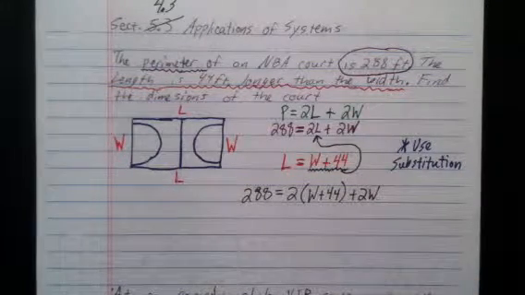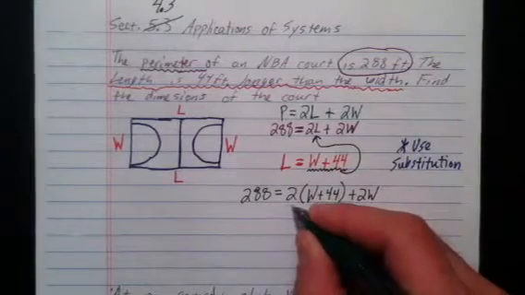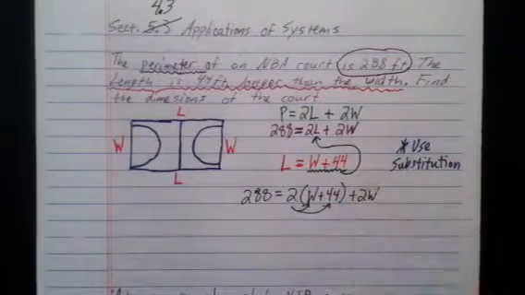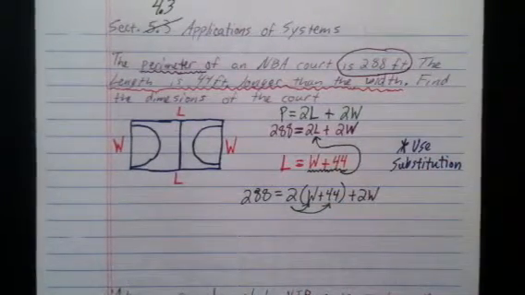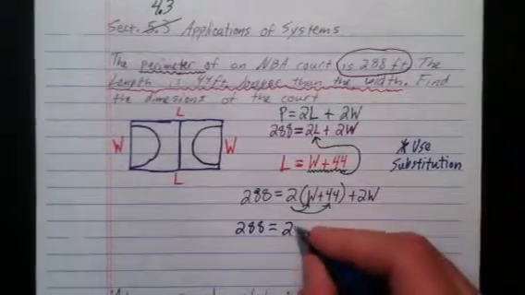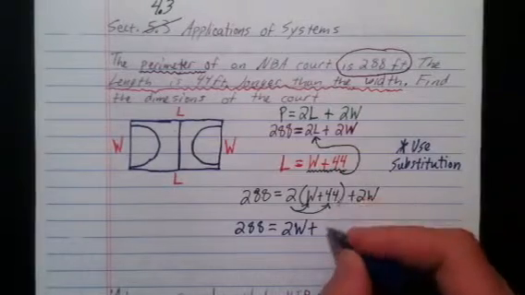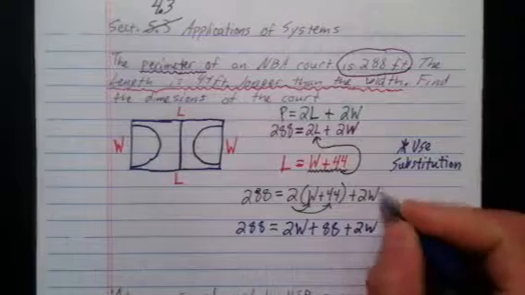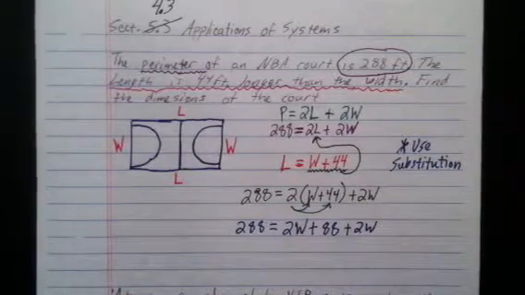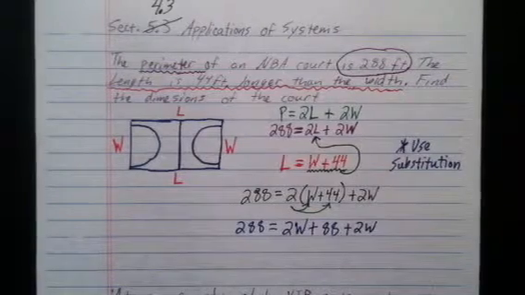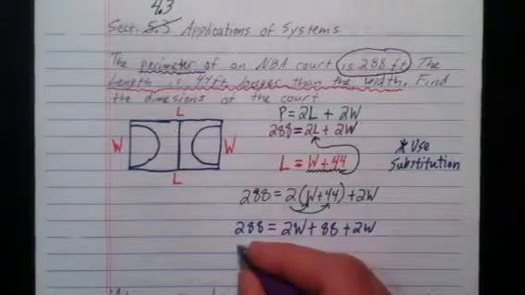So we can take this and distribute the 2. Okay. That's going to give us 288 equals 2w plus 88 plus another 2w that was on the end of the problem. Combining like terms, the 2w and 2w, we can combine to get 4w.